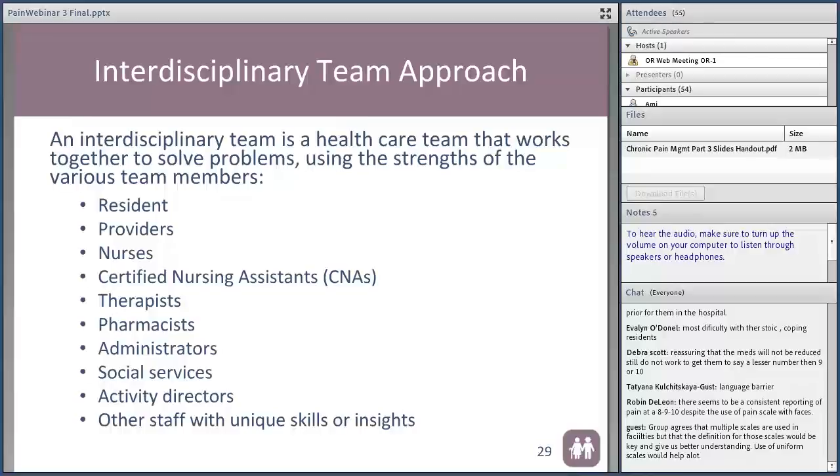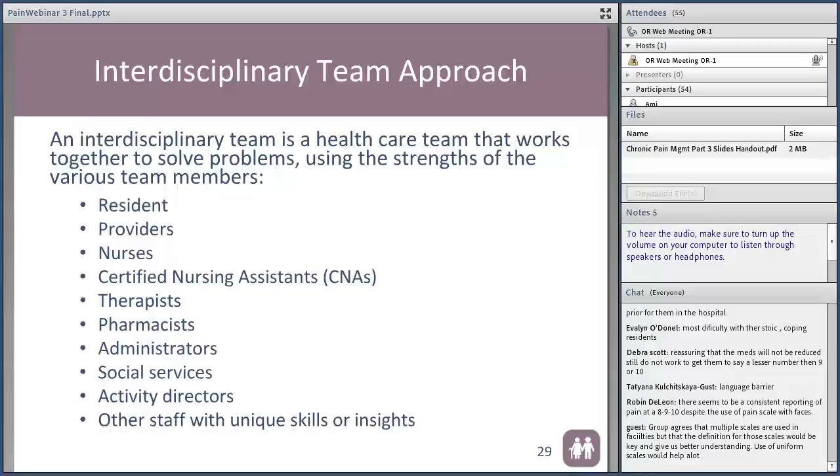And of course, that interdisciplinary team is a healthcare team that works together to solve problems using the strengths of the various team members. So of course, top on that is the resident. They know what's best for them. And I know at times we don't necessarily agree with what they say, but they do know what works for them. Of course, our providers, our physicians, our nurse practitioners are definitely an integral part of the team. Nurses, CNAs, there's so many things that our CNAs could be doing for our residents, interventions that could be put into place that would be very, very helpful for the residents.